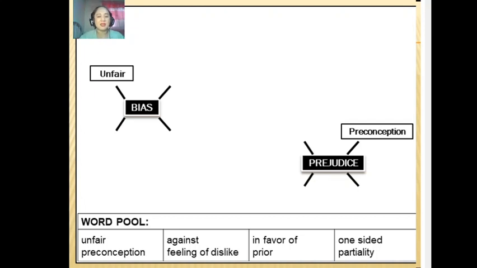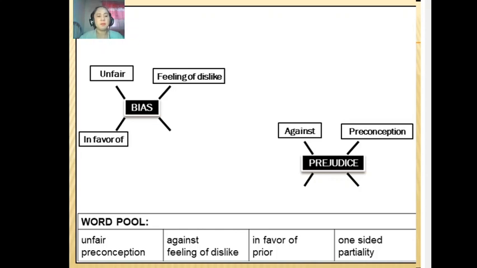How about against? Yes, against is a prejudicism because you're already showing hatred towards another group. How about feeling of dislike? Yes, feeling of dislike is bias because again, bias is more on emotion. How about in favor of? Yes, being in favor of something is an example of bias.